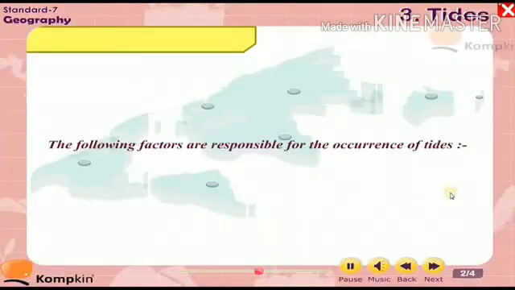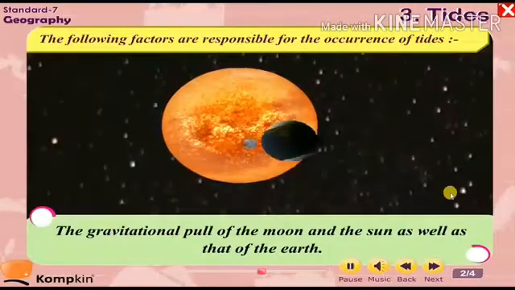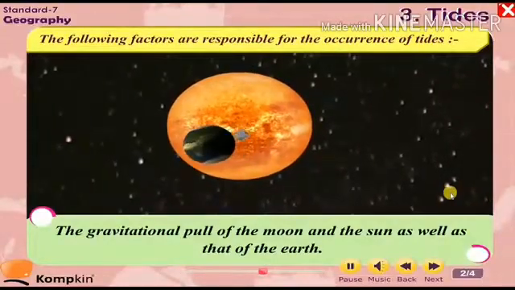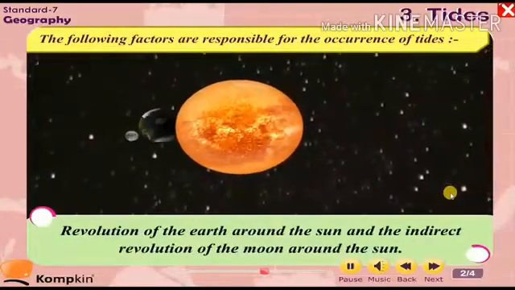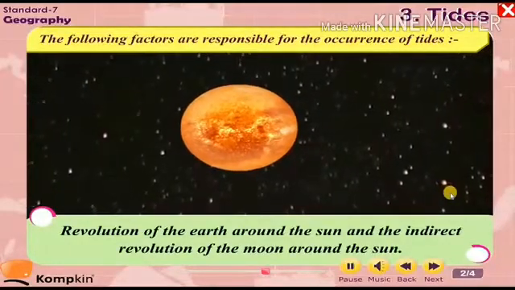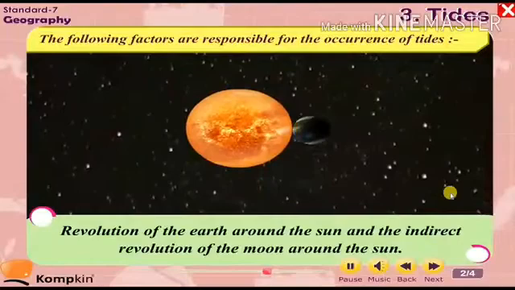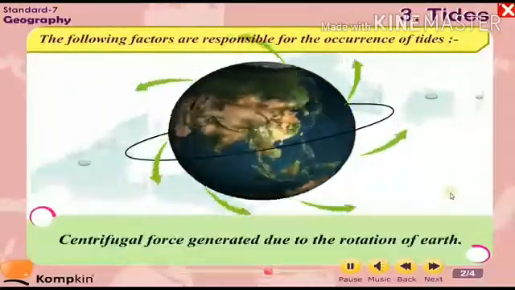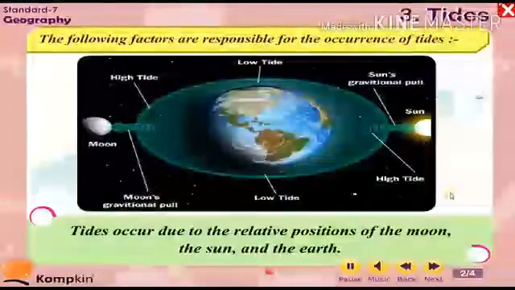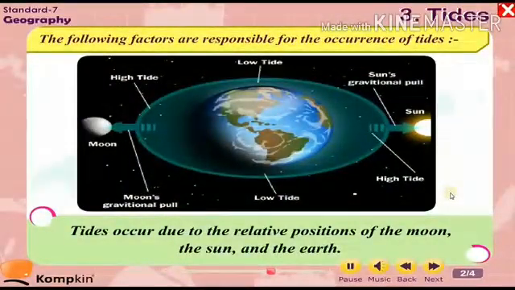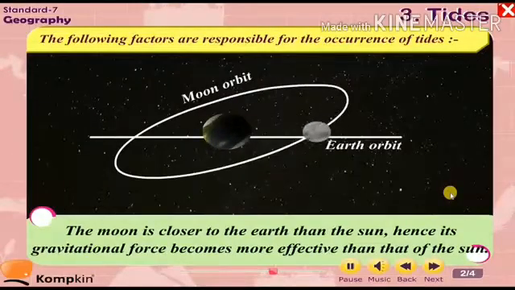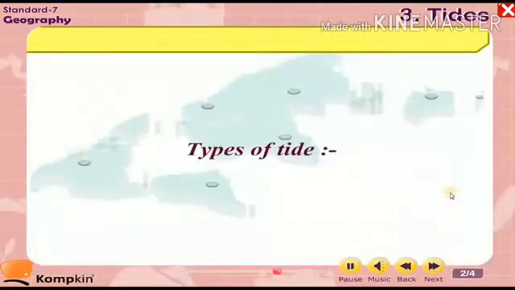Tides. The following factors are responsible for the occurrence of tides: the gravitational pull of the moon and the sun as well as that of the earth, revolution of the earth around the sun and the indirect revolution of the moon around the sun, and centrifugal force generated due to the rotation of earth. Tides occur due to the relative positions of the moon, the sun and the earth. The moon is closer to the earth than the sun, hence its gravitational force becomes more effective than that of the sun.